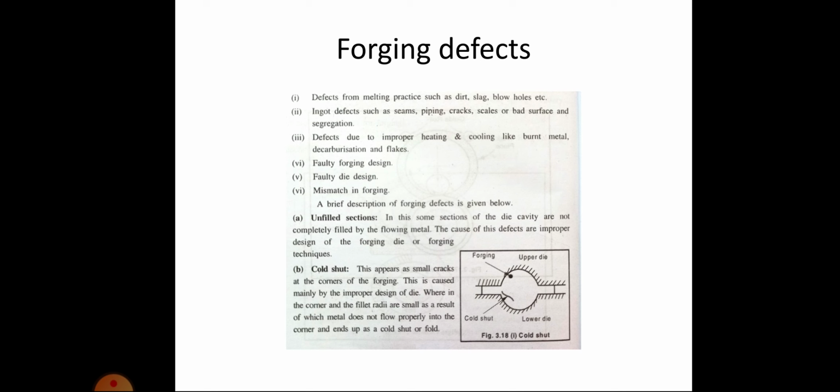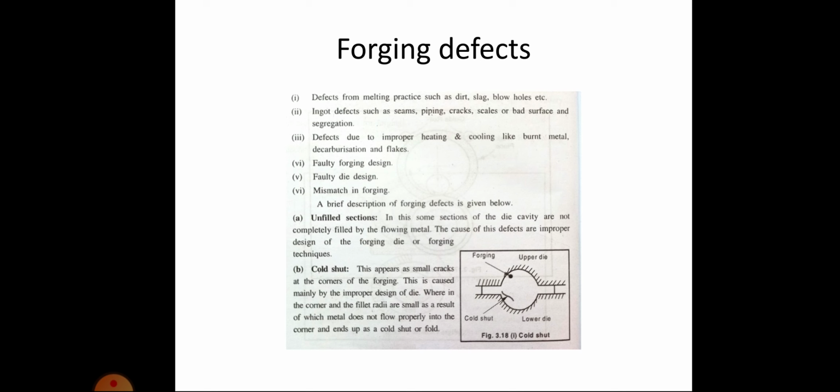Next one, forging defects. In forging also there are a lot of defects which may occur. Defects from melting practice such as dirt, slag, blowholes, etc. Ingot defects such as seams, piping, cracks, scales or bad surface and segregation. Defects due to improper heating and cooling like burnt metal, decarburization and flakes, faulty forging design, faulty die design, mismatch in forging, etc. are all the causes of forging defects.